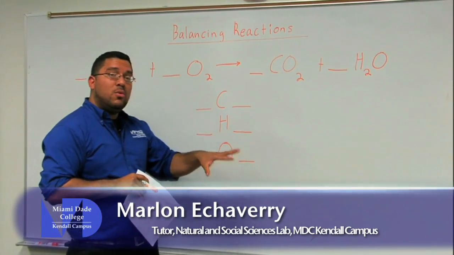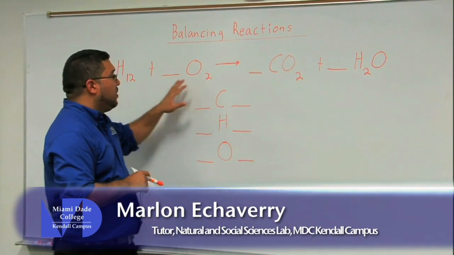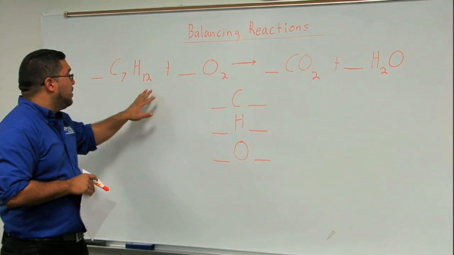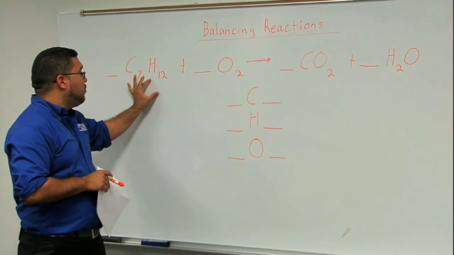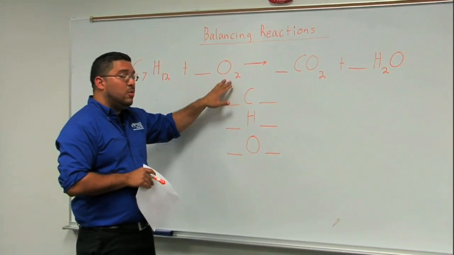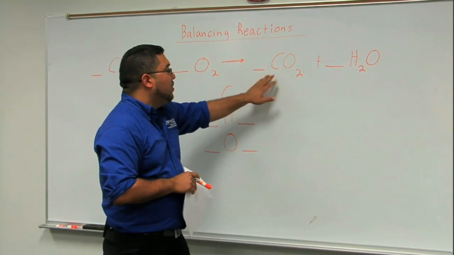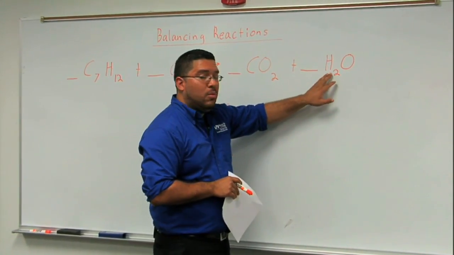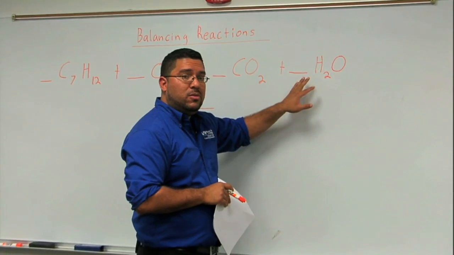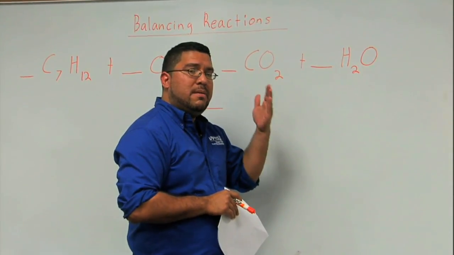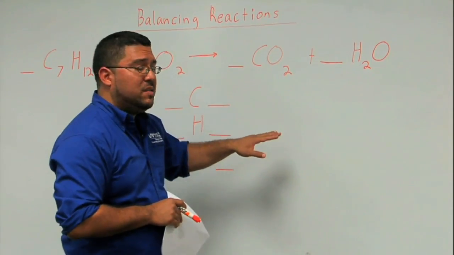Okay guys, so now we're going to try a different example. We have what's known as a combustion reaction. In particular, we have C7H12 reacting with O2 to produce what is known as carbon dioxide and water. Okay, so what we have to do now is figure out how to go about balancing this reaction, because it's not balanced at the moment.